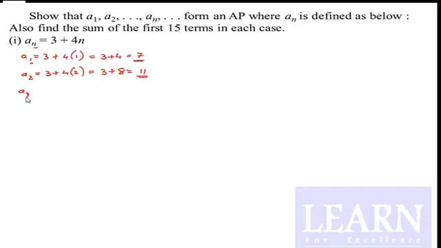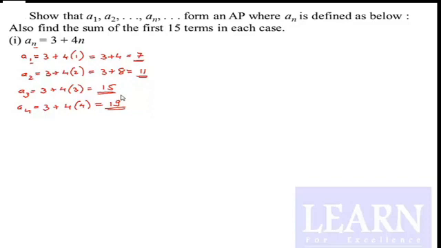We'll find up to 4 terms. So A3 is nothing but 3 plus 4 into 3. 4 times 3 is 12. 12 plus 3 is 15. So A4 is nothing but 3 plus 4 into 4. 4 times 4 is 16. 16 plus 3 is 19. Now we have found 4 terms of the AP, right?